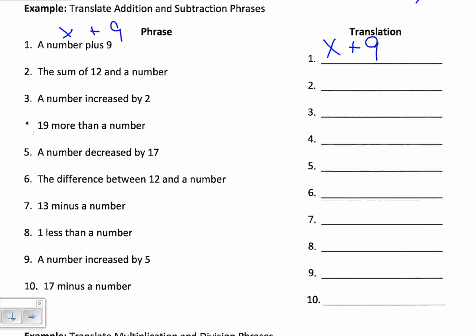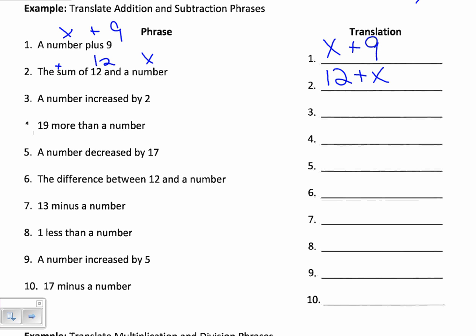Number 2, the sum of 12 and a number. So the question is, do I know what the number is? No. So we're going to use x. What does sum mean? Sum means to add. So we're going to add. And we know 12. I can't put the addition sign on the outside, so I'm going to write 12 plus x. The sum of 12 and a number is 12 plus x.